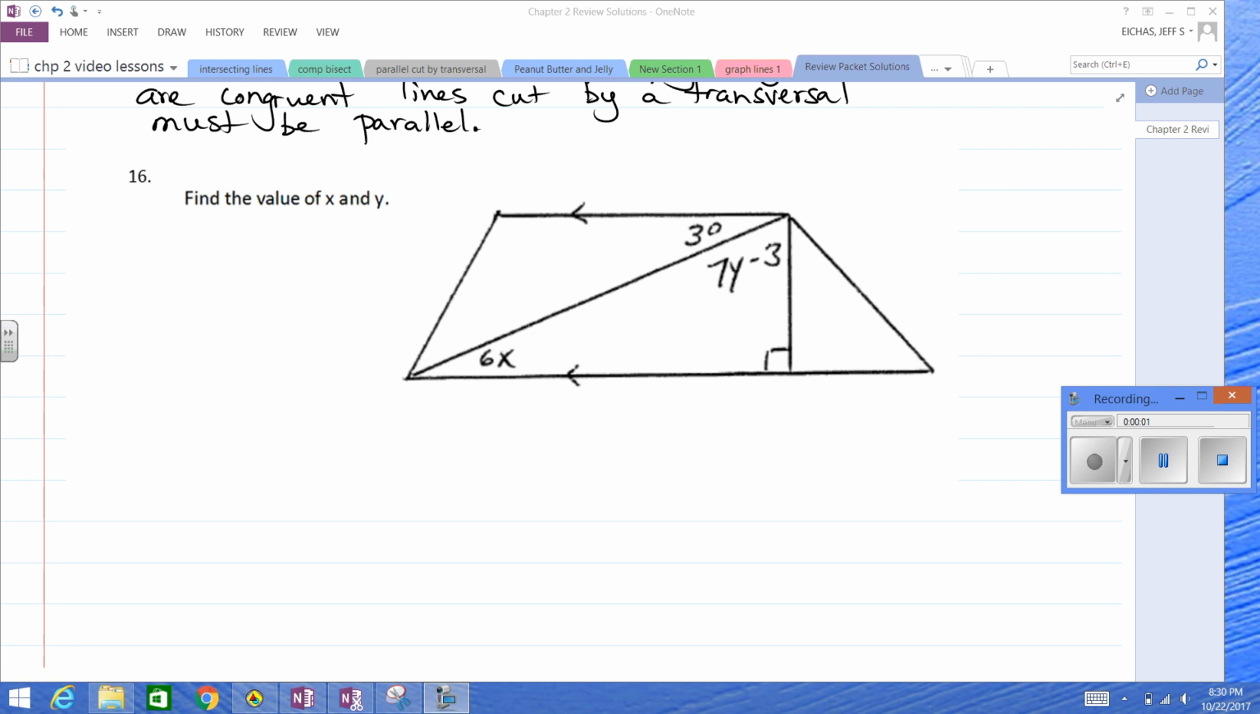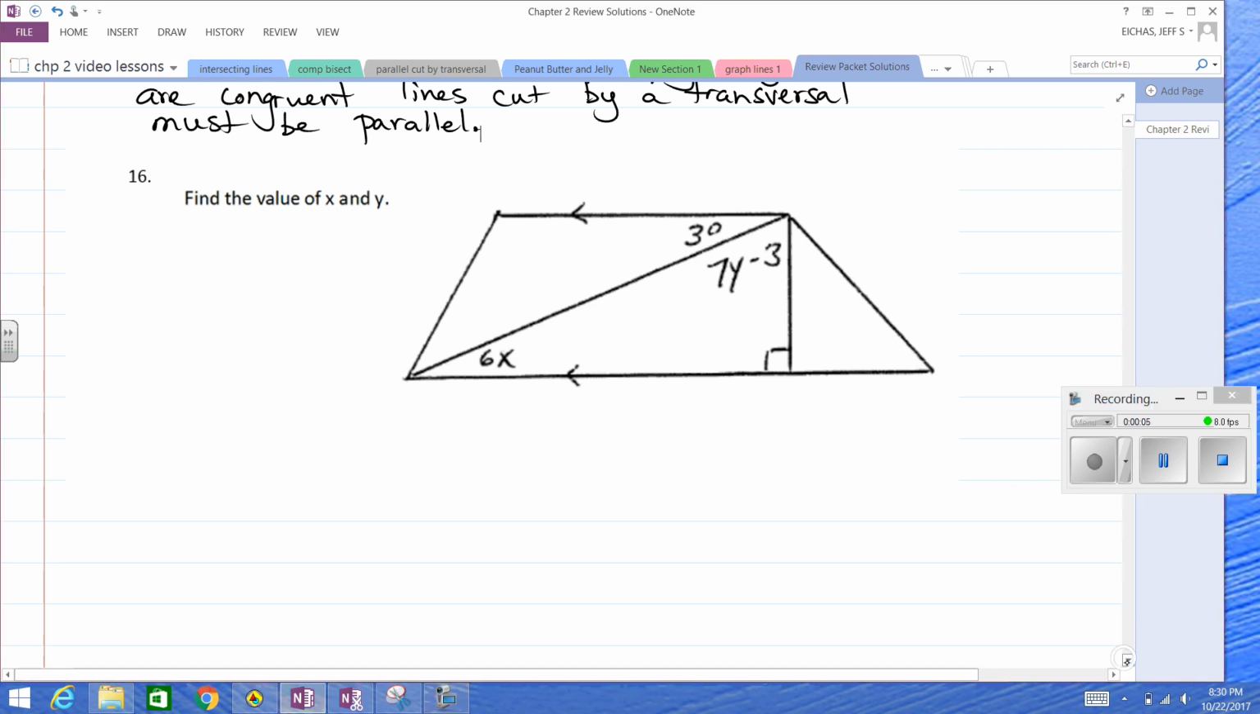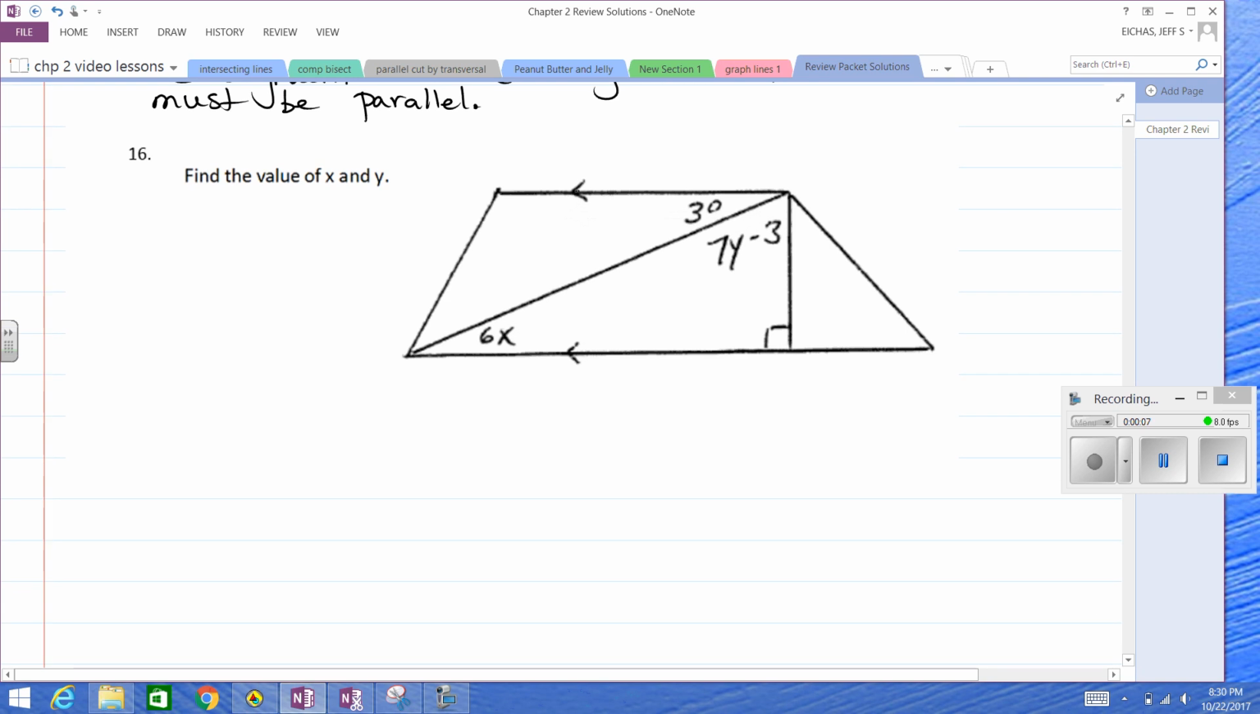Okay, so number 16 on the review. What we have here, it looks like with these markings, we have a set of parallel sides. So what I like to do with these complex problems is break them apart. I'm going to focus just on, if you look here, this transversal.